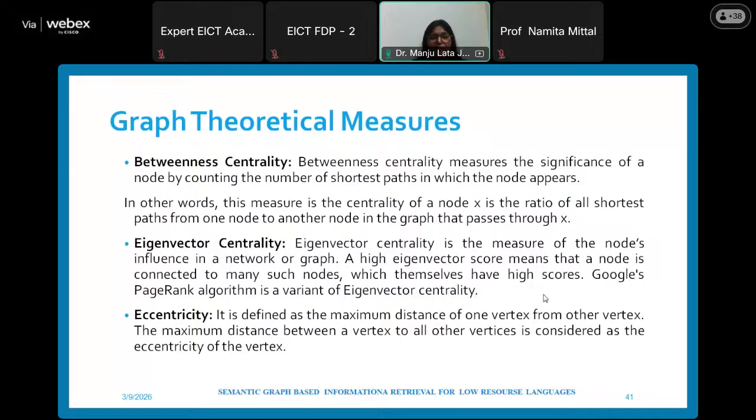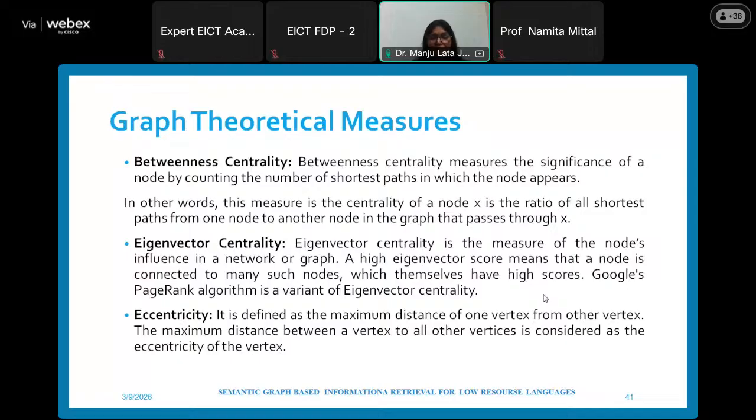Eigenvector centrality is a measure of the node's influence in a network or a graph. A high eigenvector score means that the node is connected to many nodes which themselves have high scores. It means a person is influential because many influential people are in their network. Eigenvector centrality conveys the same thing: if a particular node is influential itself, then it is surrounded by other influential nodes as well.